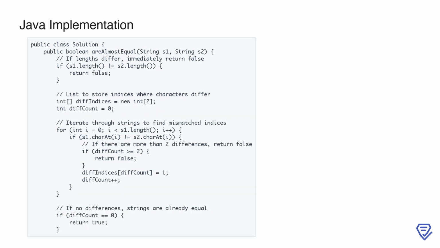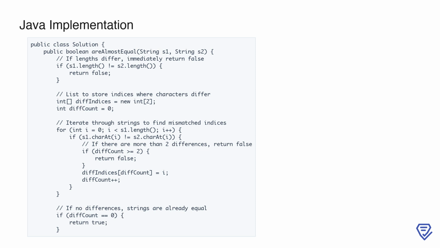Here, we start by defining the method are_equal, which takes two strings, S1 and S2, as inputs. The first condition checks if the lengths of the two strings are different. If they are, then it's impossible for them to become equal with a single swap, so we immediately return false. Next, we initialize an array, diff_indices, to store the indices where the characters of the two strings differ. Along with this, we have a variable diffcount to keep track of how many differences we've found so far.